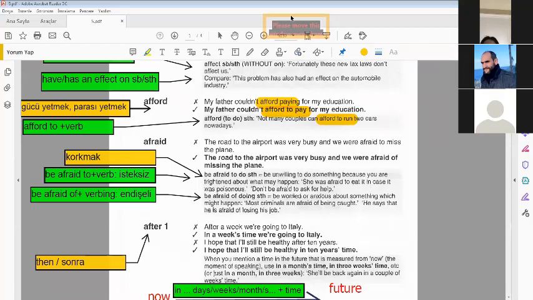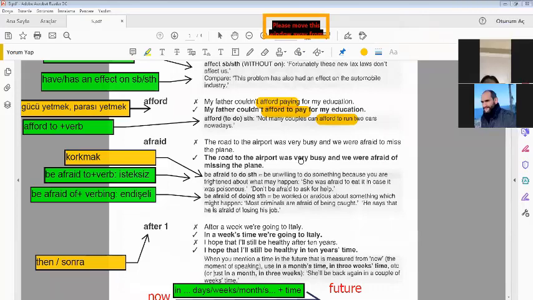Afraid. Who wants to read the afraid part? May I? Yes, please, madam. The road to the airport was very busy and we were afraid to miss the plane. The road to the airport was very busy and we were afraid of missing the plane.